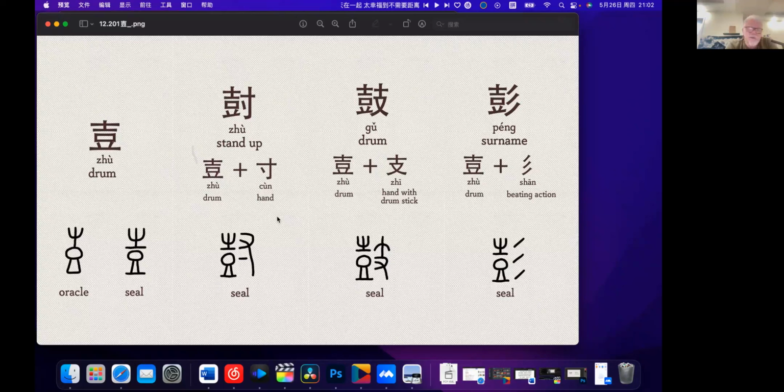Then we have a lot of people in China named Peng. It's also a sound like peng, peng, peng. It means it's supposed to be the sound of hitting a drum. So you have a Ju on the left-hand side and a Shan on the right-hand side. Those three marks indicate you're hitting the drum 3 times.